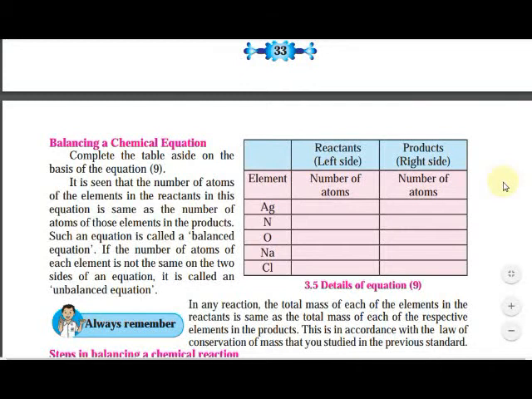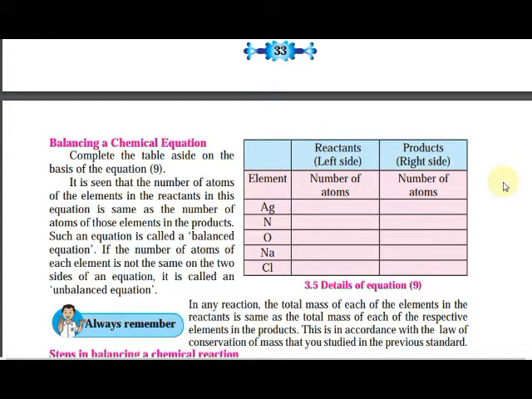We are going to see how to balance a chemical equation. Here a table is given, with elements: silver, nitrogen, oxygen, sodium and chlorine. See the details of the equation. Reactants are also given. On the left side of the equation reactants are present, and on the right side of the equation products are present.